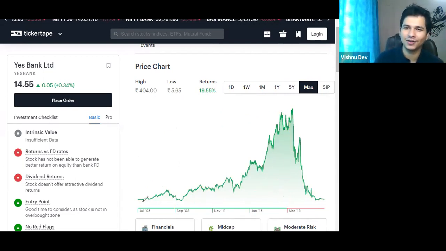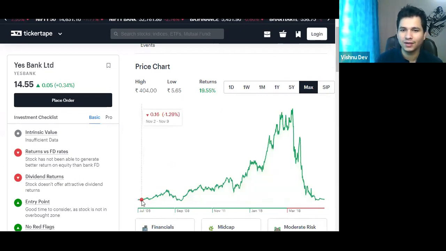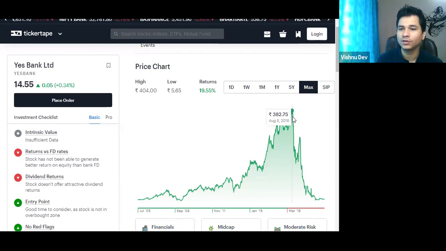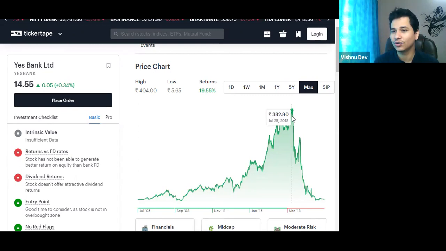Yes or no? See, for example, talk about this price, 13 rupees in 2009. Then it went up and up and up and up. It went all the way up to 300, 400 rupees. 382. Yes, 383 rupees. Yes. Sir, it was 14 rupees, but after that it went up.